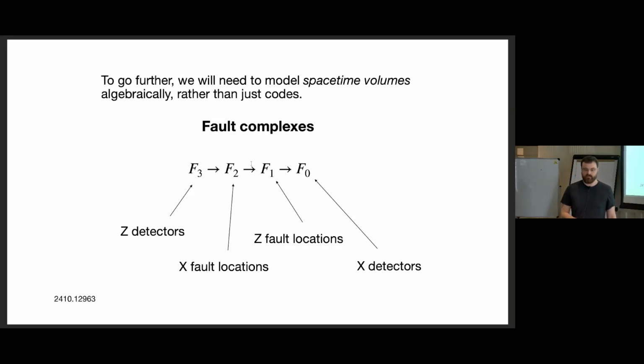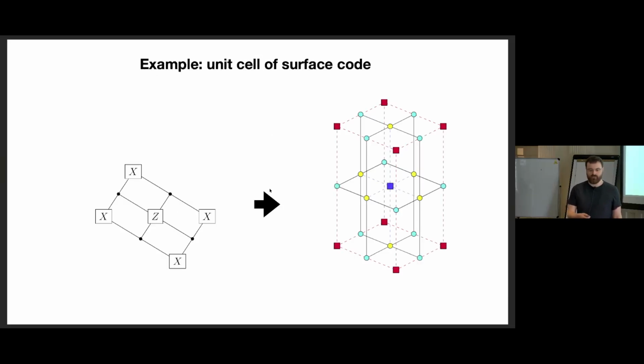And then I'm going to have Z detectors, which are going to detect X kind of fault locations, and X detectors, which are going to detect Z kind of fault locations. And in particular, I've got an example here, that's nice. So if you start off with a unit cell of surface code, you can imagine there's further Tanner graph beyond this, but the unit cell is complicated enough.